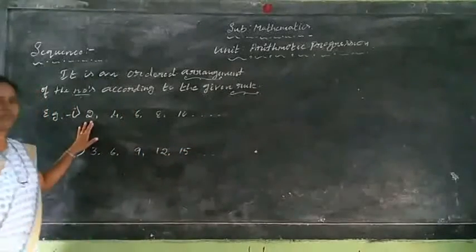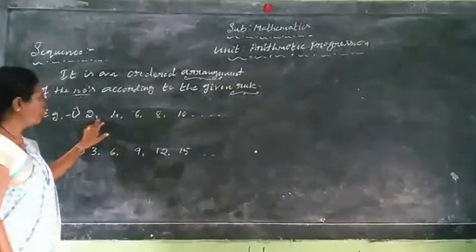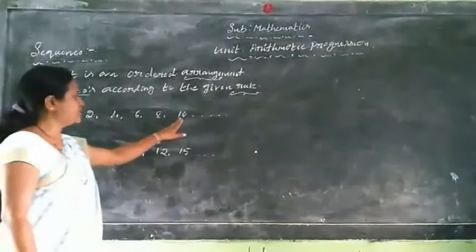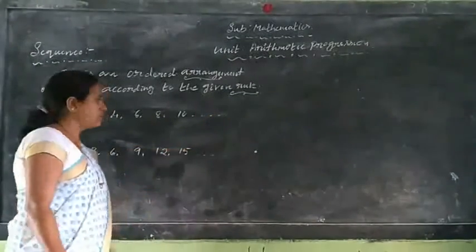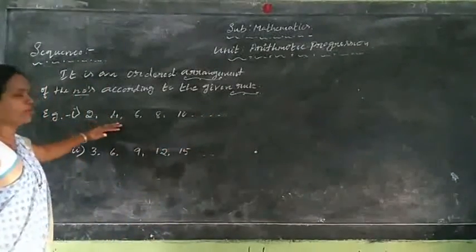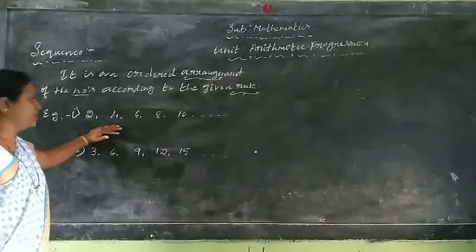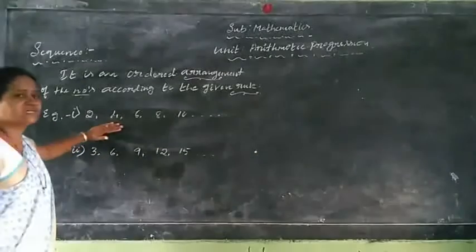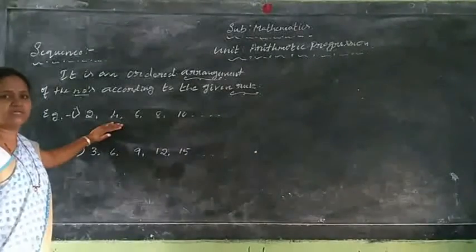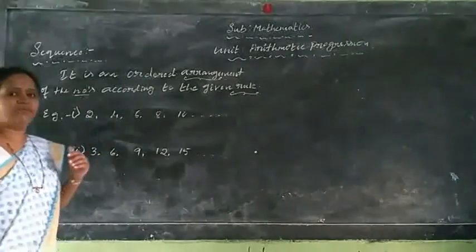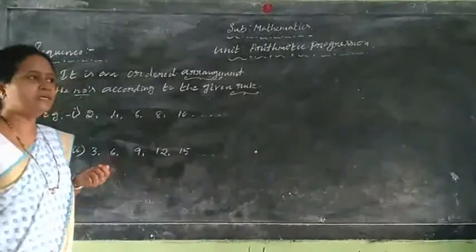See the first example, children. 2, 4, 6, 8, 10. It goes on like this. So, when you see the first one, what will come to your mind? Yes. So, it is a set of even numbers, isn't it? Usually, when we see the first example, we will tell that it is a set of even numbers.